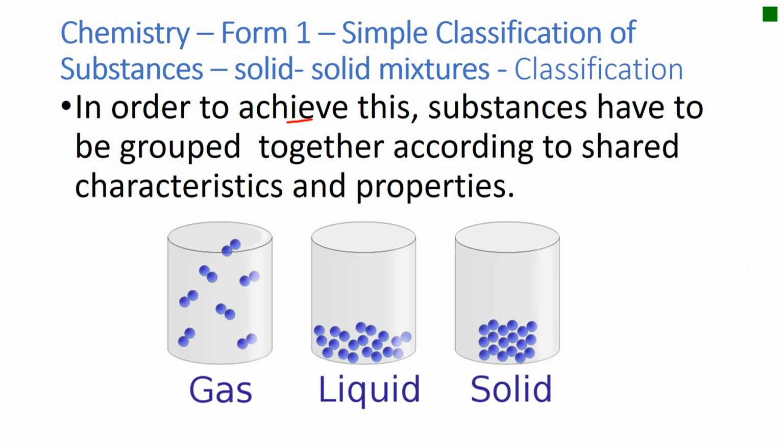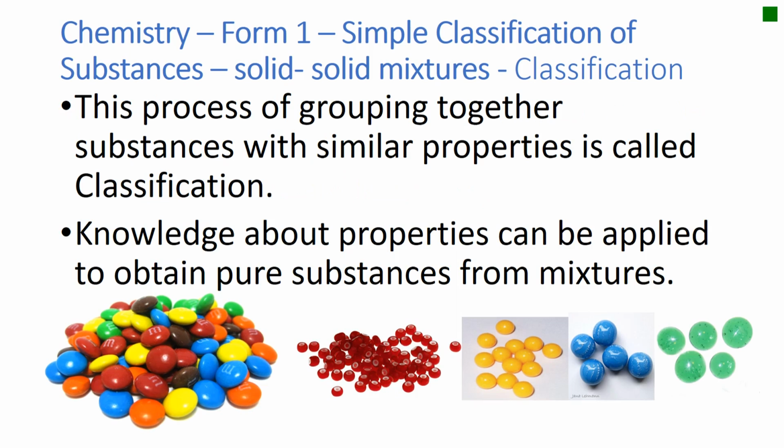In order to achieve this, substances have to be grouped together according to shared characteristics and properties. For example, gas, liquid or solids, or other properties. This process of grouping together substances with similar properties is called classification. Knowledge about properties can be applied to obtain pure substances from mixtures.